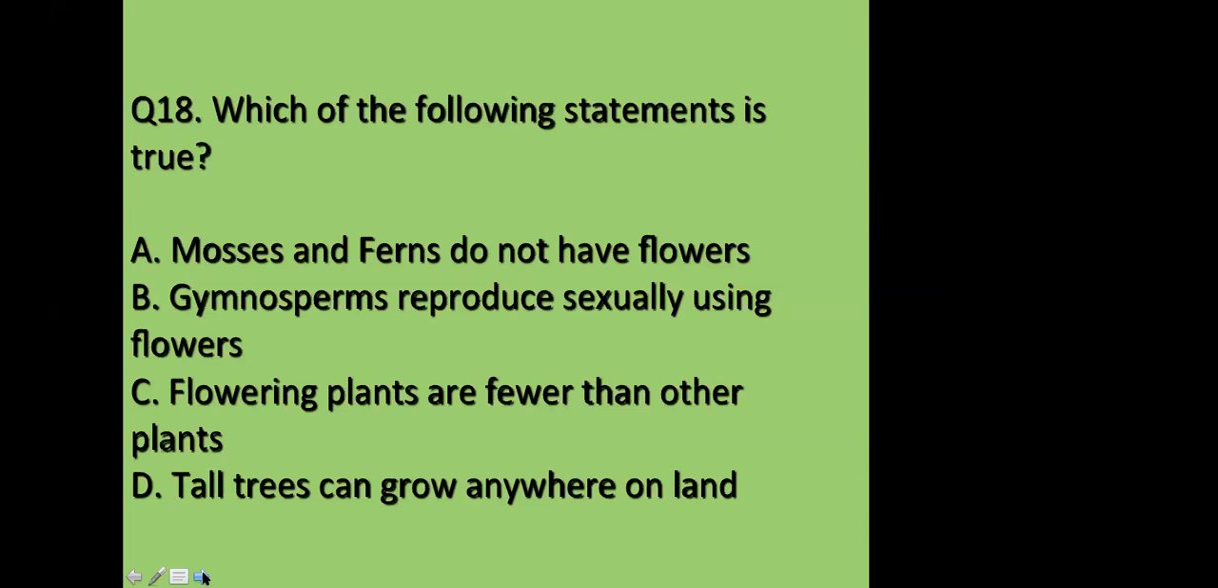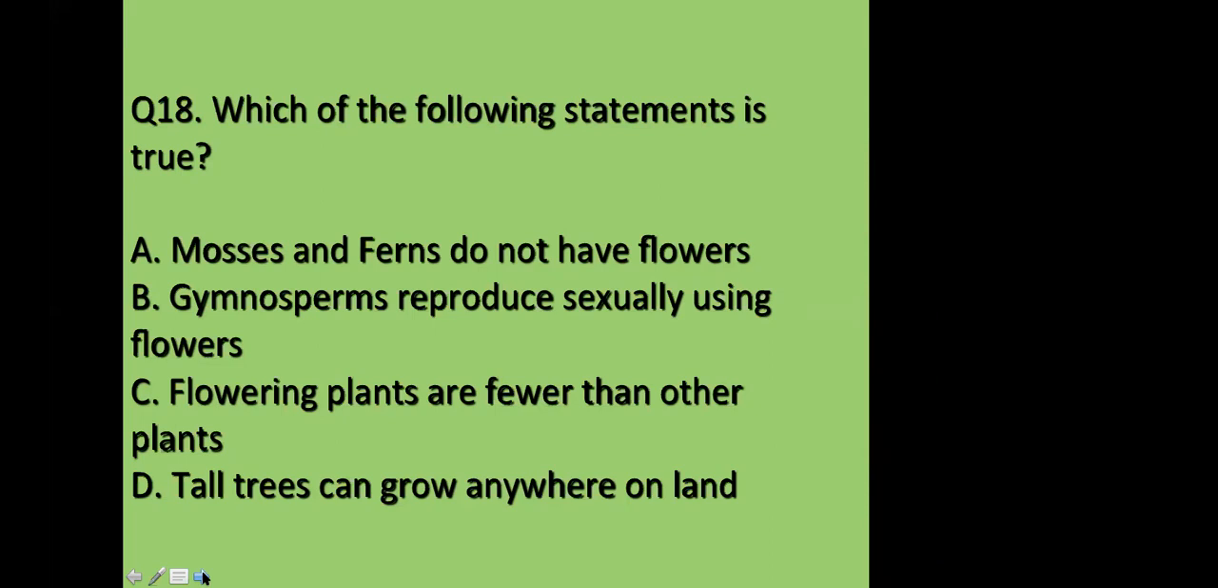They do not have flowers, then how do they reproduce? By using spores. They reproduce by their vegetative parts. By the spores. No, they reproduce by the spores. I said mosses and ferns. They do not have flowers. They are the spore producing plants.